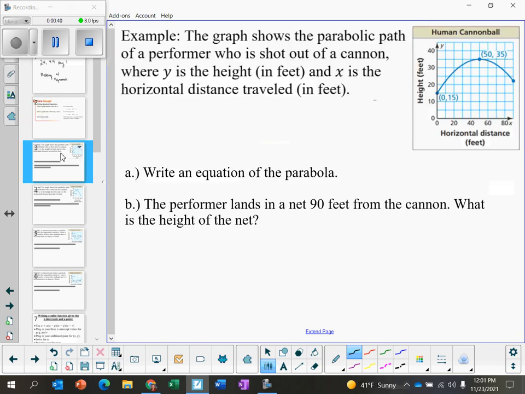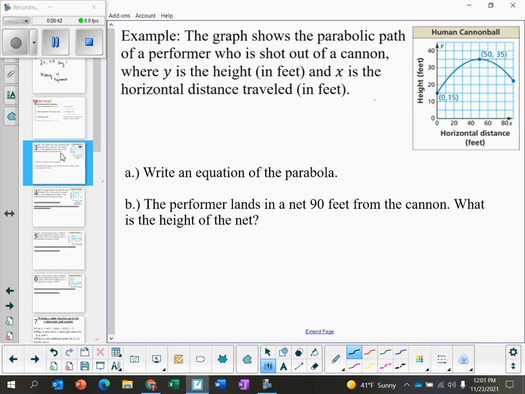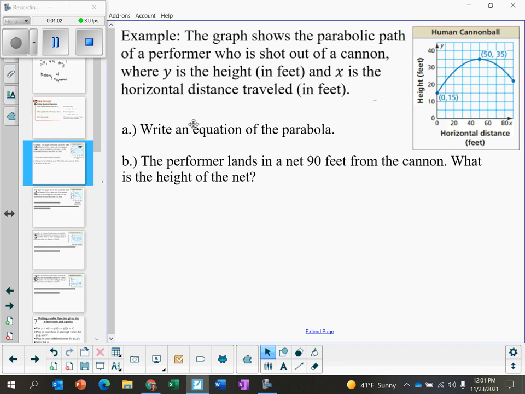So first, let's look at this example. The graph shows the parabolic path of a performer who is shot out of a cannon, where y is the height in feet and x is the horizontal distance traveled in feet. We want to write an equation of the parabola, and then if the performer lands in a net 90 feet from the cannon, what is the height of the net? So let's start by looking at an equation of the parabola. We're given the vertex is (50, 35), and another point on it is (0, 15).